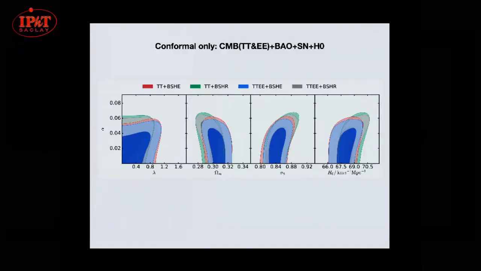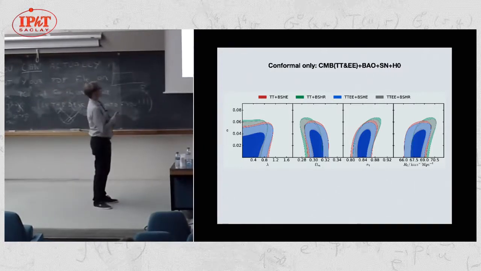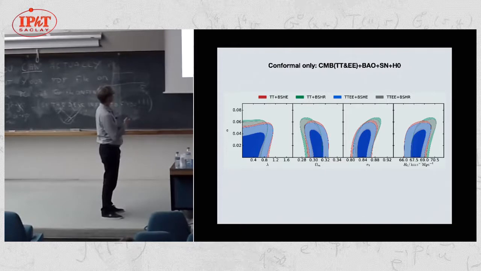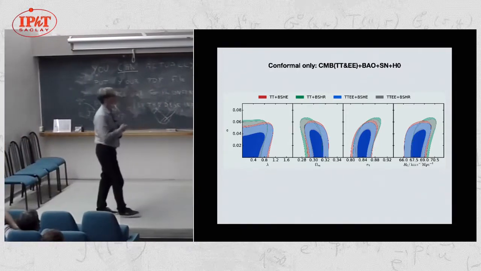Right, here we go. So, okay, this is for the conformal case. And we agree with Valeria's work. We agree with Mark Torden's work. So what do you see here? It's quite busy. So the red region is temperature only, baryon acoustic oscillations, supernovae, age of the universe, and the Planck value of the Hubble constant.